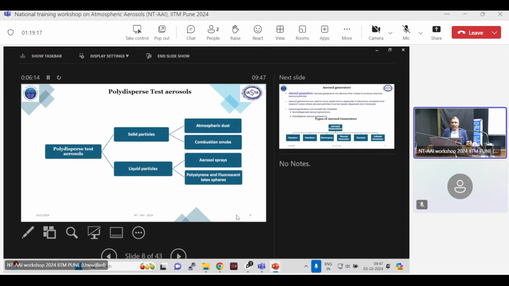Some examples like atmospheric dust and combustion smoke are solid particles. And if it is of a hygroscopic nature, then sometimes it will be in both phases, solid and liquid. And liquid aerosol like aerosol spray, and here also fluorescence and PSL. Fluorescence aerosol is generally used to track the movement of particles or indoor dispersion.